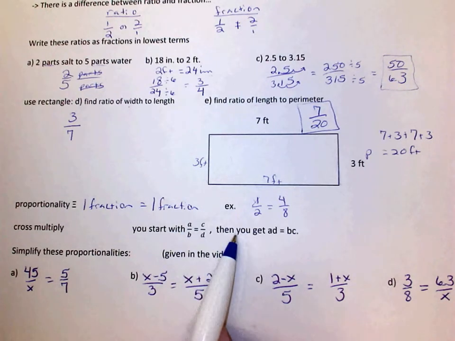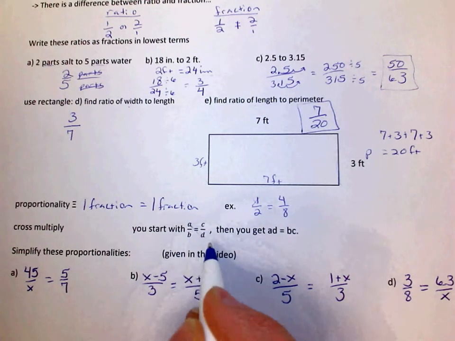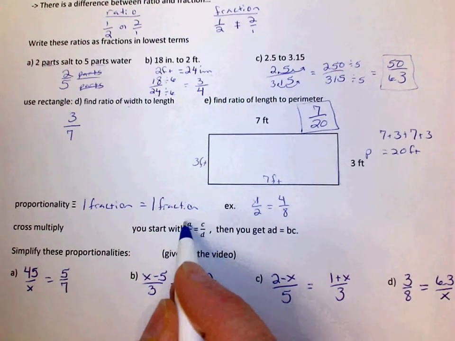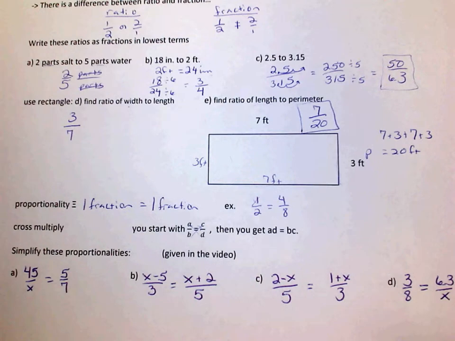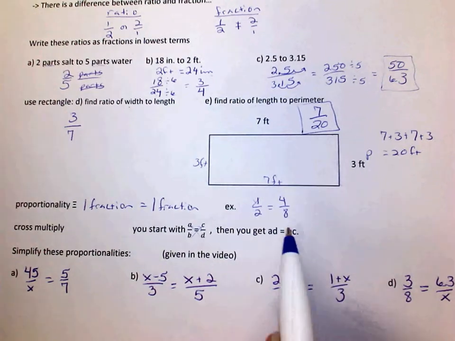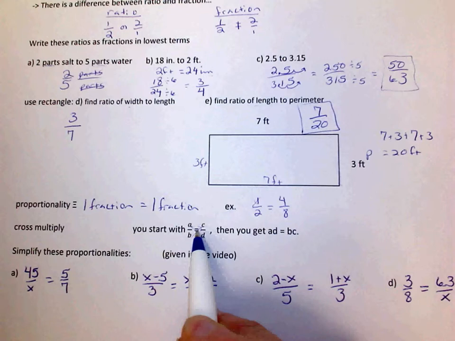And when you cross multiply, you have to go from bottom right to top left, equal to bottom left to top right, because when you get to inequalities, if you go any other direction, it ends up with the wrong answer. So a times d equals b times c.